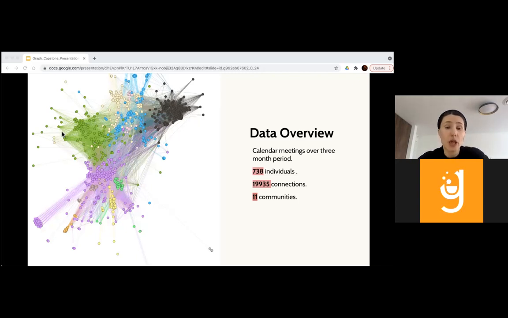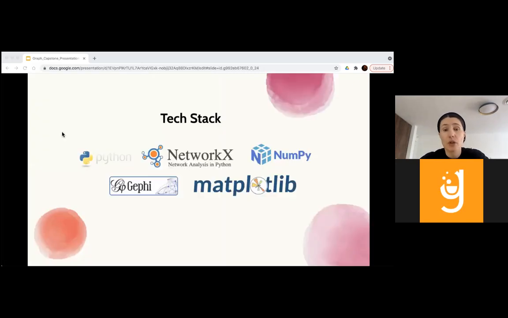During my exploration, I was able to identify 738 individuals who formed about 20,000 connections, which are either one-on-one meetings or group meetings with 3 or more people. I was also able to split this main network into 11 smaller communities, which could be considered as departments or product groups. And these are the technologies that I utilized for my project.